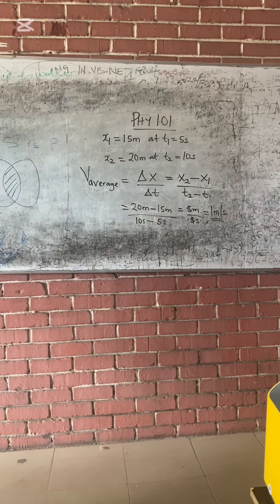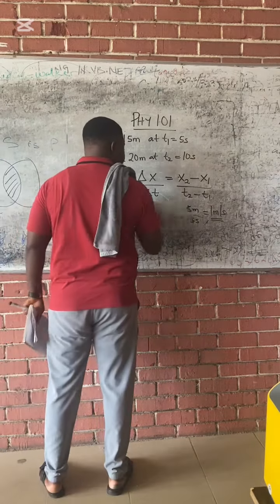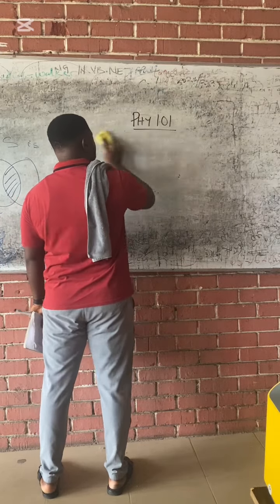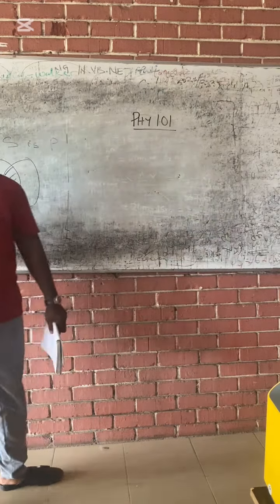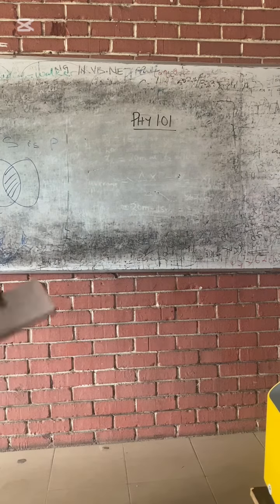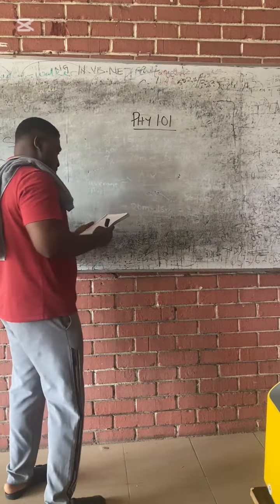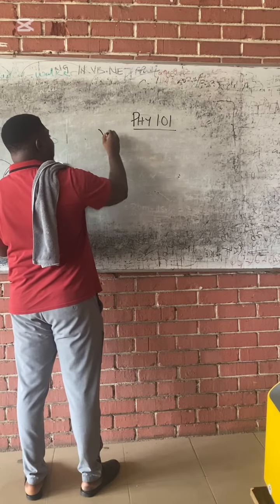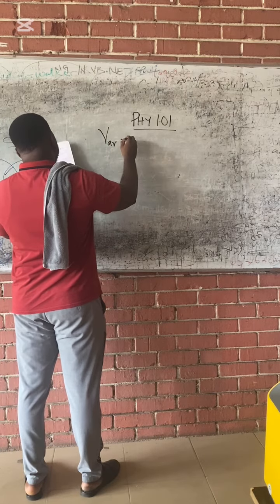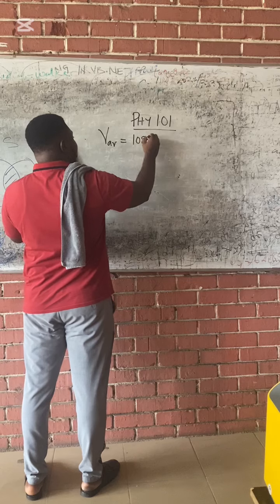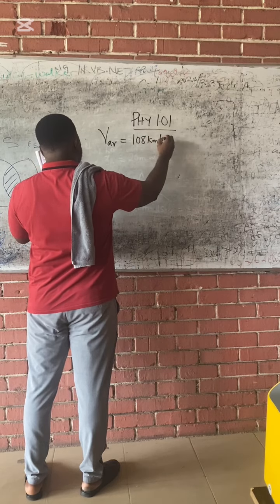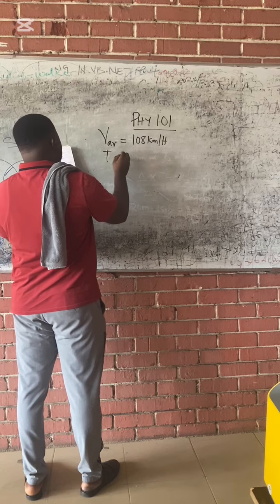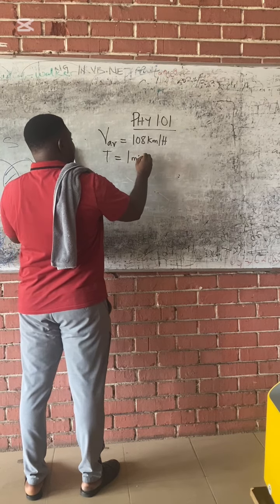Class, moving on. The second question said, a particle has an average velocity of 108. So class, this one they're giving us the average velocity. A particle has an average velocity of 108 kilometers per hour. How far does it travel in a time interval of 1 minute?